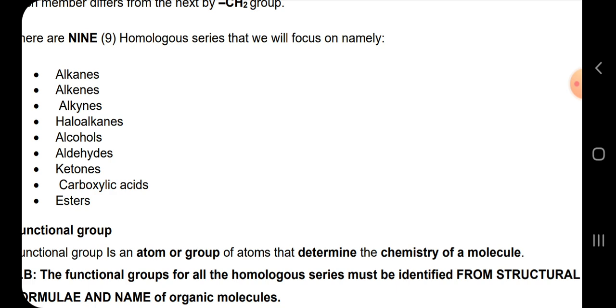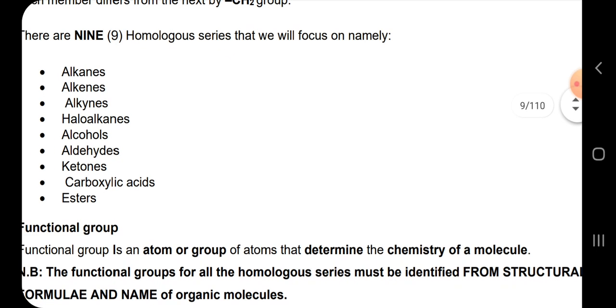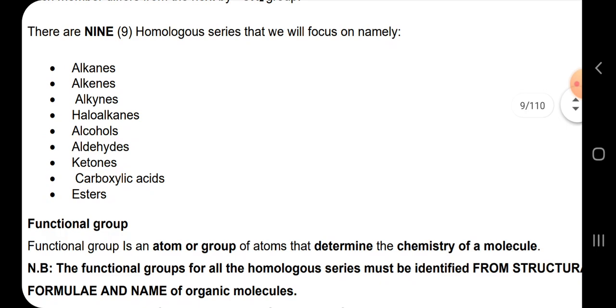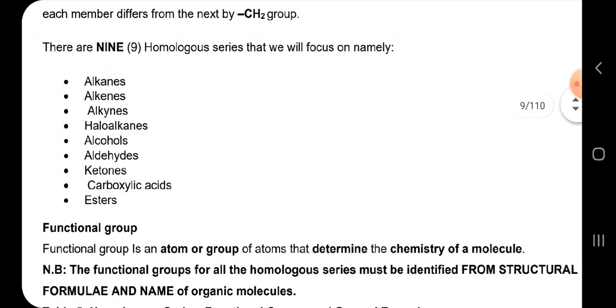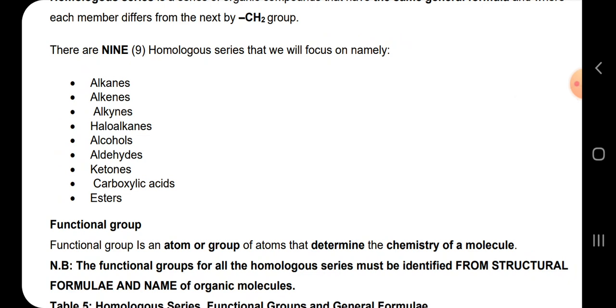So with these 9 homologous series, we will know each homologous series' molecular structure, molecular formula, and so on. So here we have dealt with the first thing on the list that we need to know, which are the 9 homologous series: alkanes, alkenes, alkynes, haloalkanes, alcohols, aldehydes, ketones, carboxylic acids, and esters. Make sure that you know them by heart. It is very, very important. It may sound like a lot of work, but it really isn't.